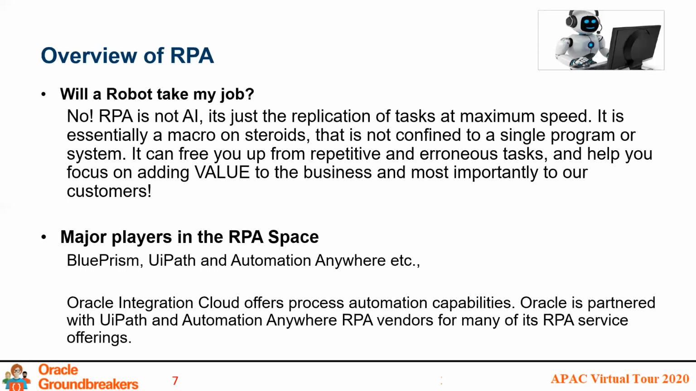Who are the major players in the RPA space? Blue Prism, UiPath, Automation Anywhere. There are some more players in the RPA space, but these three are very popular. Oracle Integration Cloud offers process automation capabilities. Oracle has partnered with the UiPath and Automation Anywhere RPA vendors for many of its RPA service offerings.